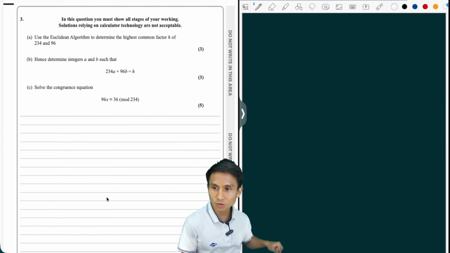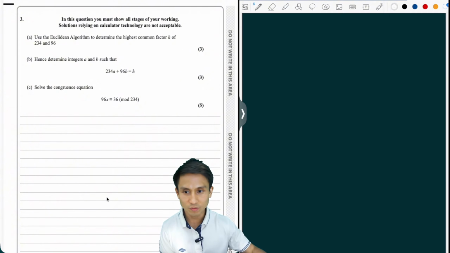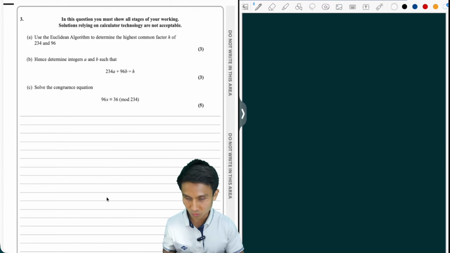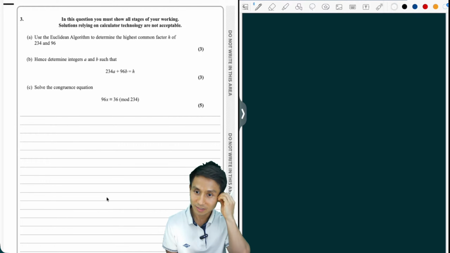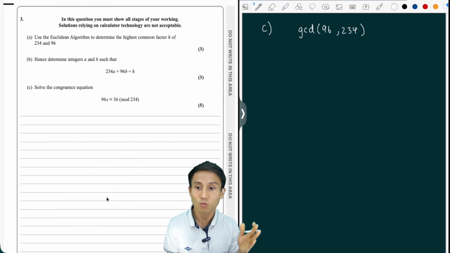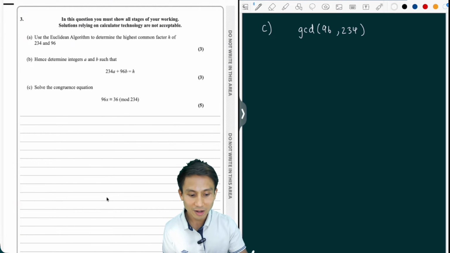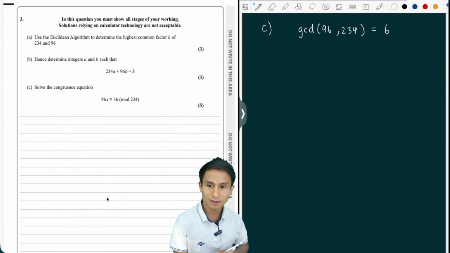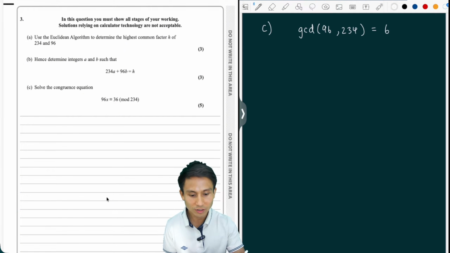Part C. Solve the congruence equation 96x equivalent to 36 modulo 234. All right, so it's going to take some steps here. First, according to the theorem, you need to find the GCD. Well, I think we already got the GCD here. If the GCD of 96, which is the left-hand side there, and 234 is not 1, then we need to divide by the GCD. And we got from part A, using the Euclidean algorithm, that it was 6. So that means we're going to have to divide everything by 6.